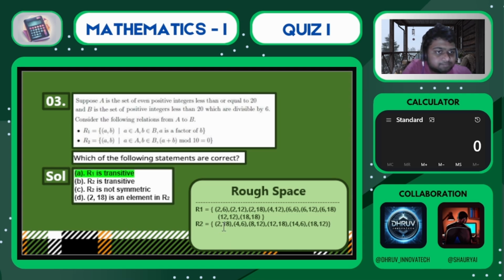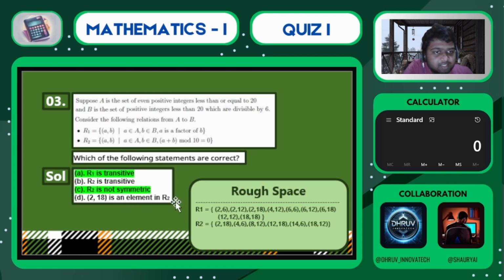Next, is R2 transitive? Let's see. We can see here (8, 12) and (12, 18) are there, but (8, 18) is not there. Therefore, it's not transitive. R2 is not symmetric. Let's check for it. (2, 18) is there, (18, 2) is not there. So no, it's not symmetric. Yeah, so this is also a correct option.